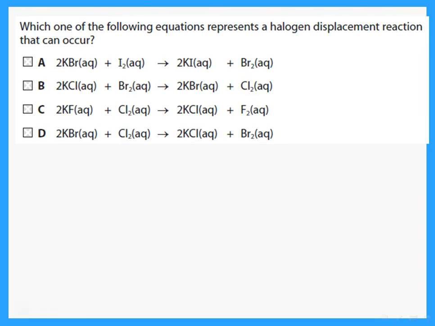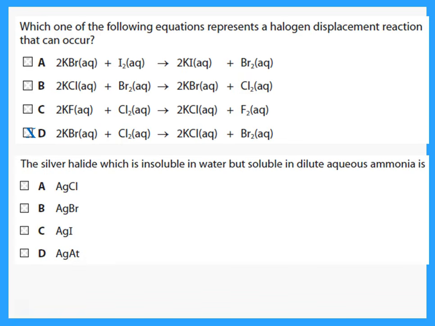Which one of the following equations represents a halogen displacement reaction that can occur? So, for it to occur, the halogen that is reacted with the potassium halide should be more reactive than the halide in the potassium compound. So, which of these would react? You should realize that chlorine is more reactive than bromine. So if you have KBr plus chlorine, it would react.